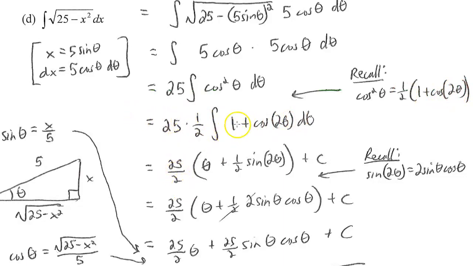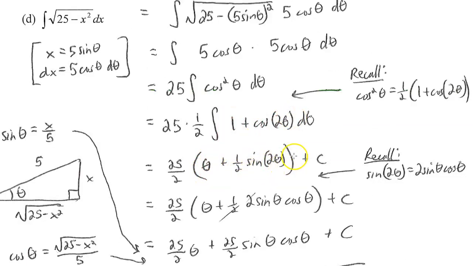The integral of 1 will be theta. So don't write x, it's theta, because we're doing an integral with respect to theta. That's why these d thetas and dx's are always important out here. So the integral of 1 is theta. The integral of cosine 2 theta is going to be positive 1/2 sine 2 theta.